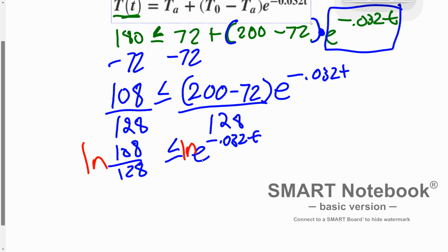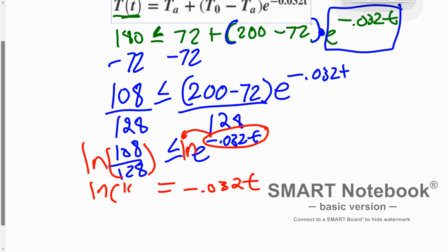So then I take the natural log of both sides. So I just keep that as a fraction, right? And then ln of e, this just moves out front. And so that's just being times by ln of e, when ln of e equals 1. So this just becomes negative 0.032 times t equals whatever the ln of 108 divided by 128 is. And I like to keep it in there so then I don't round until the very end.